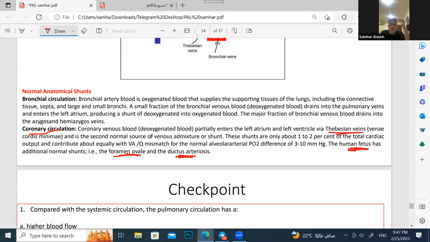If it didn't close, it will cause a pathological shunt, because the shunts we just talked about, the coronary and bronchial, are normal, not causing a big deal. But these human fetus shunts, the foramen ovale and ductus arteriosus, if they didn't close, this is now a pathological shunt. But Dr. Shams, I saw our recording, and he said it's not important, and you will talk about it with Dr. Akif and Dr. Paul, so he will not explain it, and he actually didn't explain it. And so that's it. Did you understand the idea of shunts?